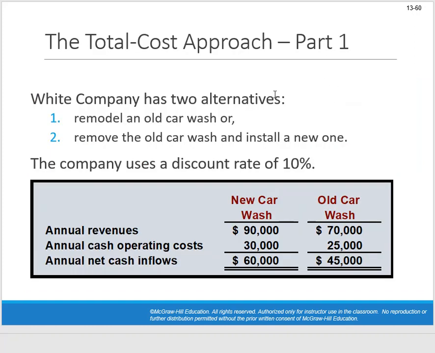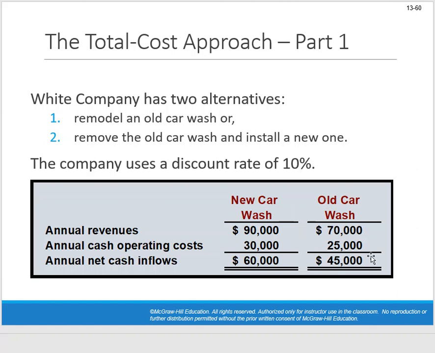So total cost approach, our example here, White Company has 2 alternatives. They're going to remodel an old car wash, or they're going to remove the old car wash entirely and install a whole new one. So they have a discount rate of 10%, and they've laid out the 2 alternatives here. So if we're going to get a new car wash, we'll have annual revenues of $90,000, operating costs of $30,000, and therefore net cash flows of $60,000. If we're going to remodel the old car wash, we think our revenues will be $70,000, the operating costs will be $25,000, and therefore annual net cash inflows of $45,000.